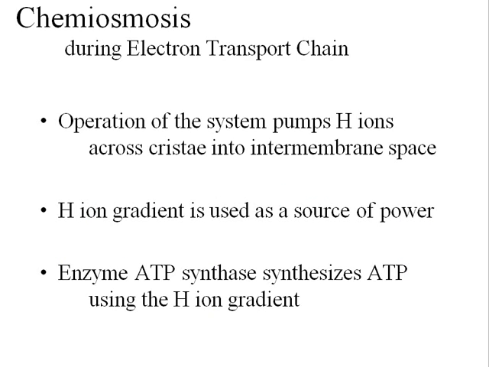Let's look closer at how the ATP is synthesized. Cells use a process called chemiosmosis. Unlike osmosis, where water moves across a membrane, chemiosmosis involves the movement of hydrogen ions across the inner membrane of the mitochondria. An enzyme, ATP synthase, is able to use the movement of the hydrogen ions as a source of power to generate ATP.